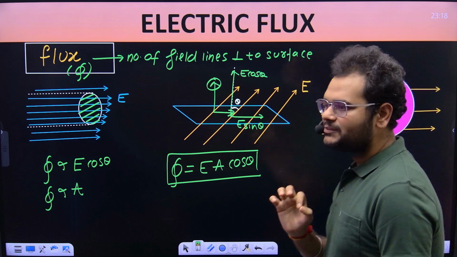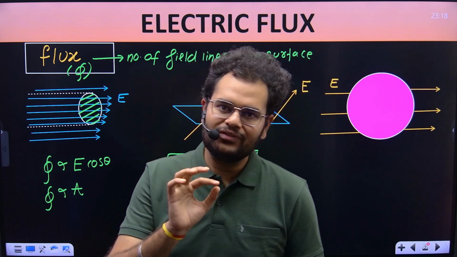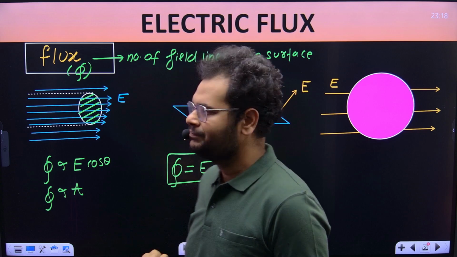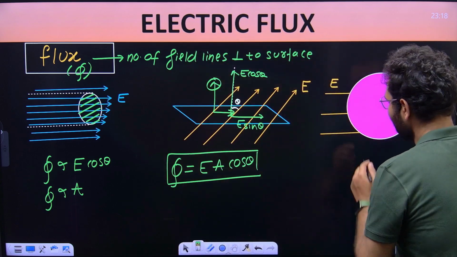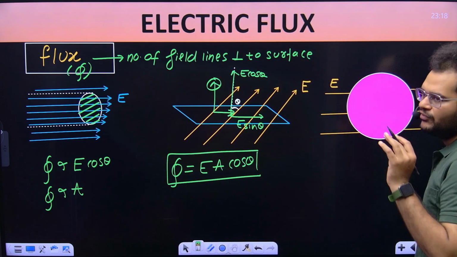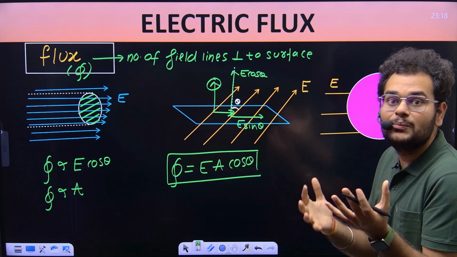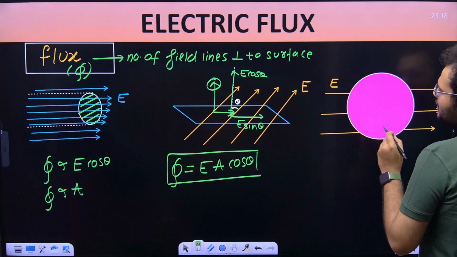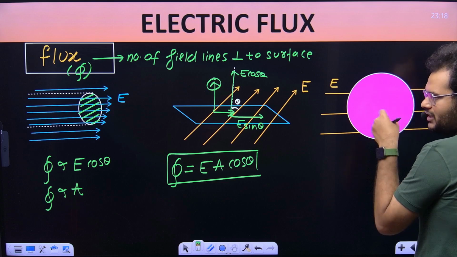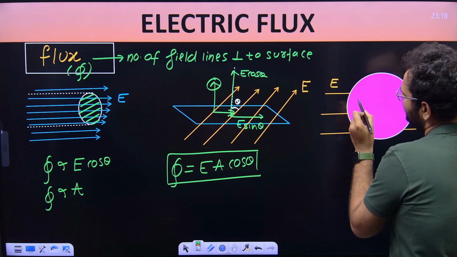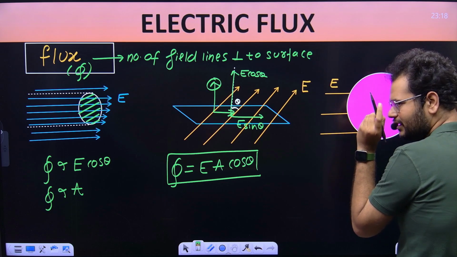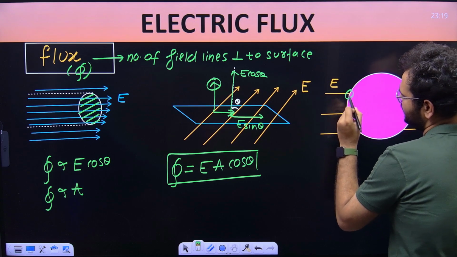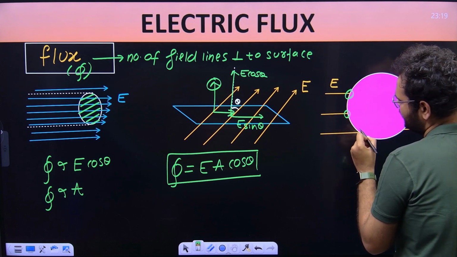Now let me explain another important formula: flux as an integration. Sir, why is integration used? I will tell you. Look here. If I want to calculate the flux through this surface, or the number of electric field lines perpendicular to this surface, whatever. Here, if you see, this is a sphere, a solid sphere. So if I take the area vector, how will I take it? Let us say this is our area, this is area, this is area.